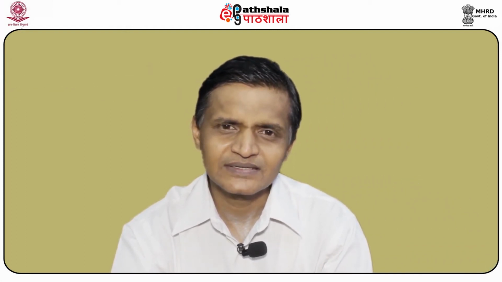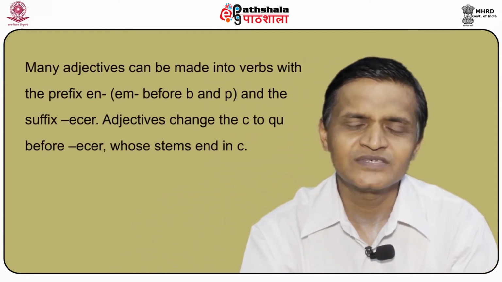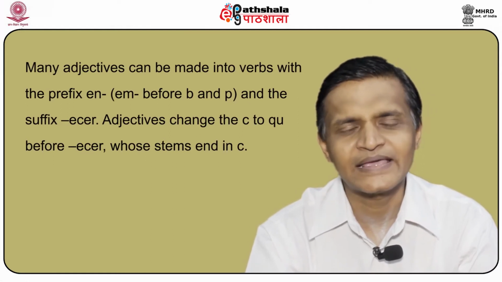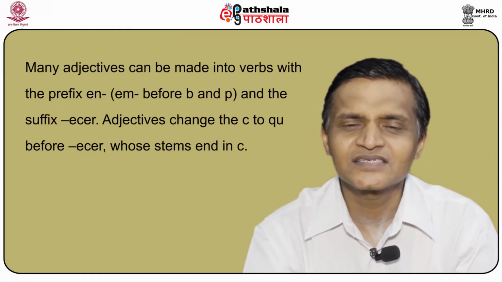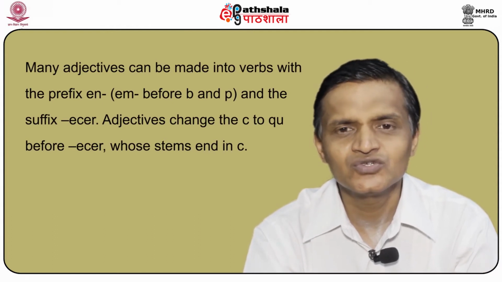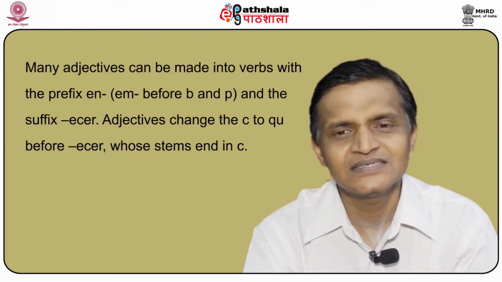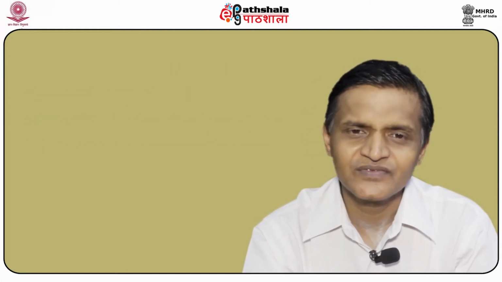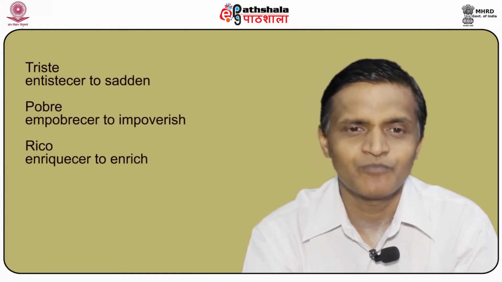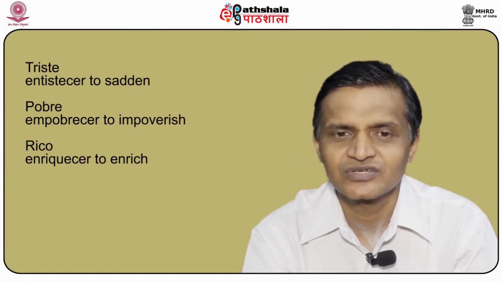What we have to see is that many adjectives can be made into verbs with the prefix en or em before b and p and the suffix -ecer. Adjectives change the c to zc before -ecer, whose stems end in c. Triste, for example, becomes entristecer, to sadden. Pobre becomes empobrecer, to impoverish.